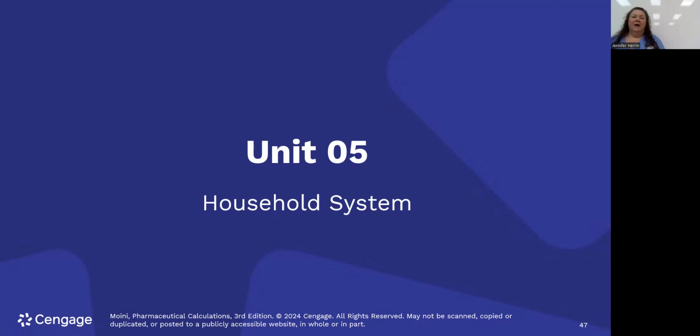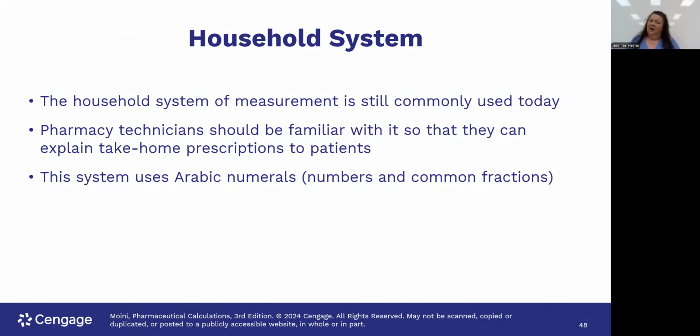So let's take a look now at our household system. The household system of measurement is still commonly used today. This is what most people are going to do at home unless you tell them otherwise. Pharmacy technicians should be familiar with it so that they can explain take-home prescriptions to patients. Because as you're going to learn, these household measurements don't quite add up to the metric system of measurements. And so we could, ever so slightly, over- or underdose our patients because of that.